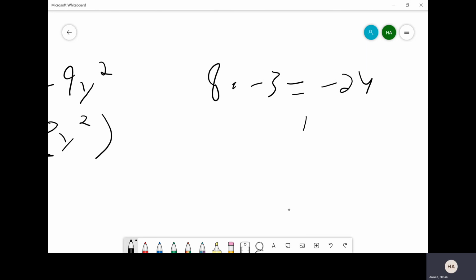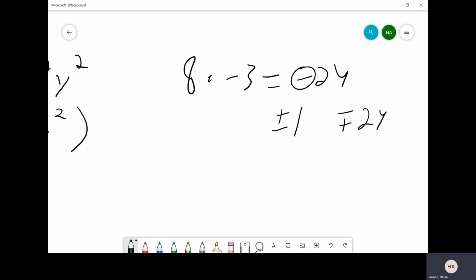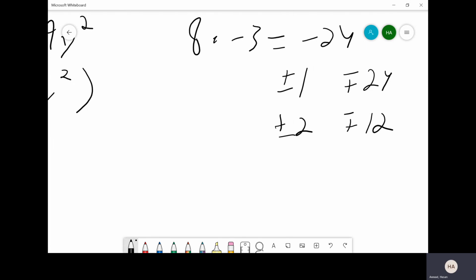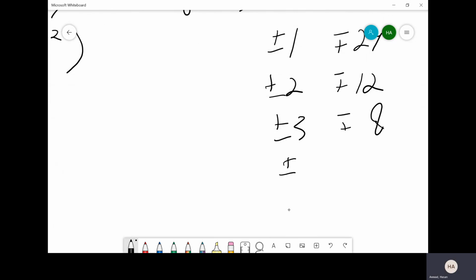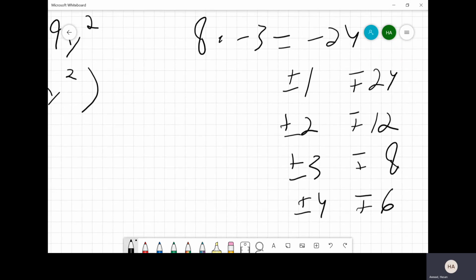So we go down the list. We have plus or minus 1, minus plus 24, right? Again, the signs have to be flip-flopped because we have a negative there. So plus minus 1, minus plus 24. Then we have plus minus 2, minus plus 12. We just keep going down the list. Plus minus 3, minus plus 8. And last but not least, plus minus 4, minus plus 6. So these are all the factor pairs for -24.